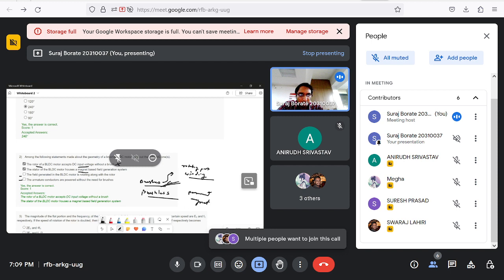The field generated in the BLDC motor rotates along with the rotor, of course, because the magnets are on the rotor. And the armatures are powered without the need of brushes. That's what we discussed. So those are the two questions we have discussed till now. Let's move on to the third question.